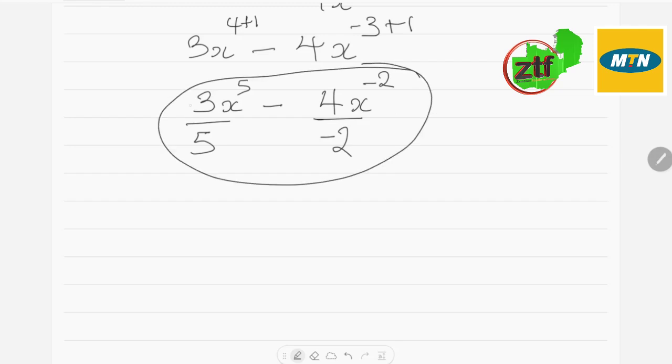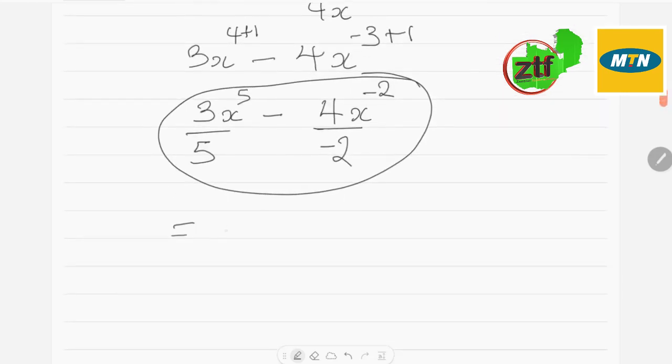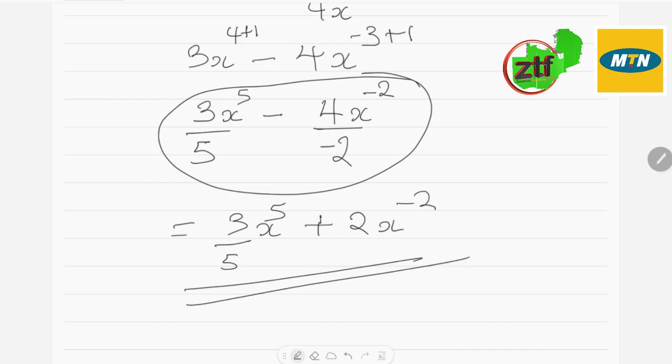You have made the powers be like that. And so you simply now need to say, okay, fine, this is going to be 3 over 5x to the power 5. Then we have this negative, which we can change to plus 2, then x to the power negative 2. That is it. You don't need even to struggle a lot. It's a 2-mark question, and then you move on in that direction.